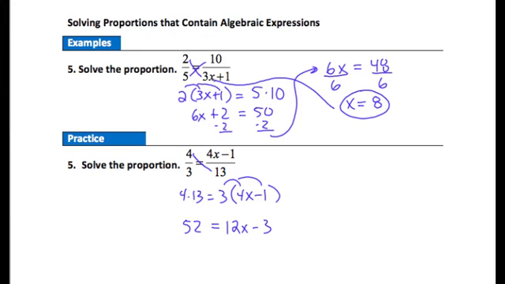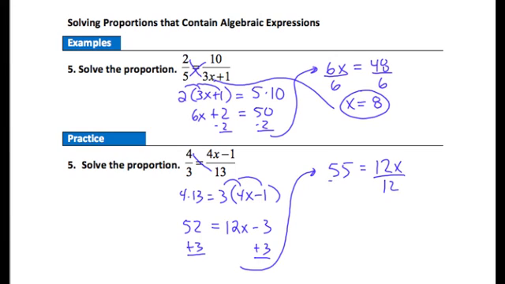Okay, trying to get x all alone, so we'll add 3. Add 3. Kind of come over here now. On the left side, we're going to get 55. On the right side, we're going to have 12x. So we'll divide by 12, divide by 12. X is all alone on the right. Now 55 and 12, they don't share any common factors, so I couldn't simplify that.